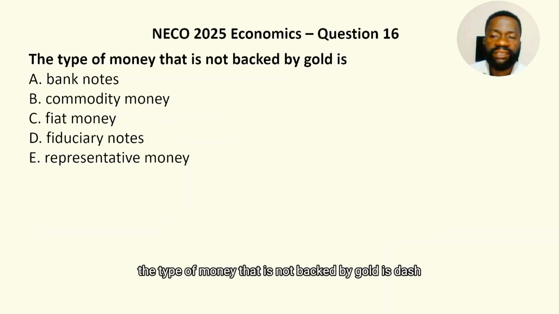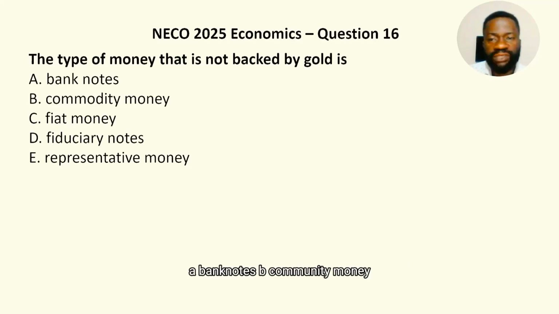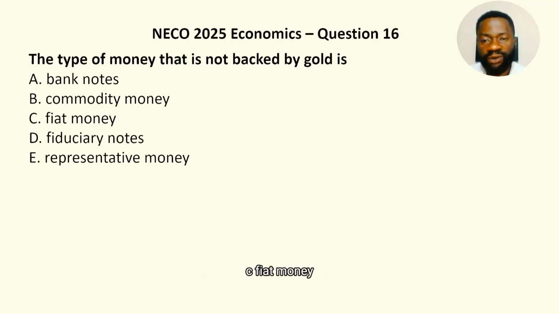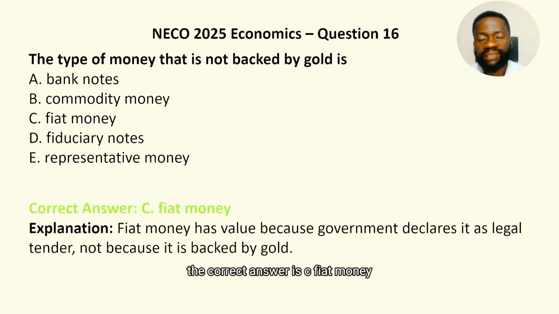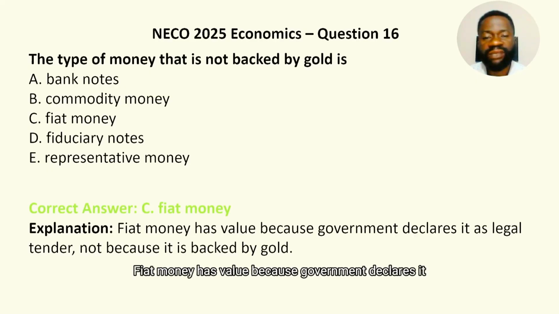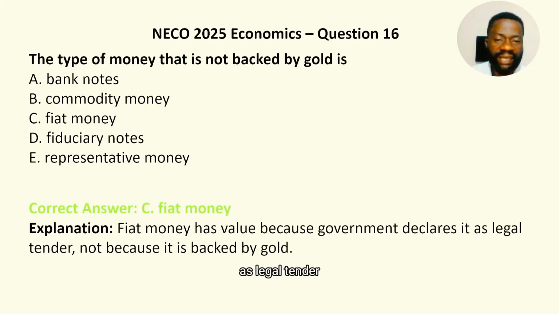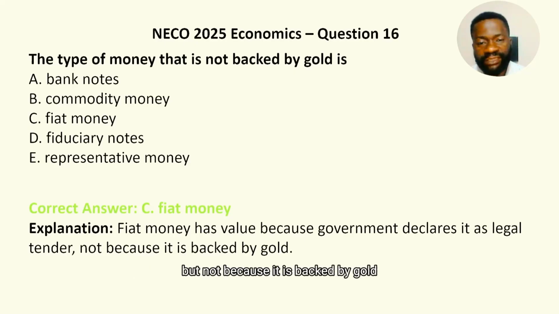Next, the type of money that is not backed by gold is dash. A. Banknote. B. Commodity money. C. Fiat money. D. Fiduciary note. And E. Representative money. The correct answer is C. Fiat money. Fiat money has value because government declares it as legal tender, but not because it is backed by gold.